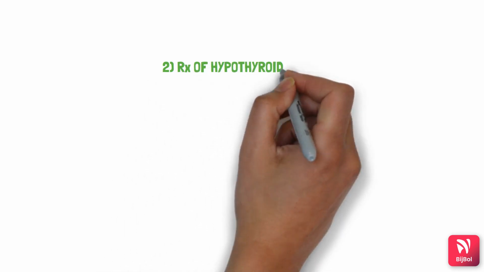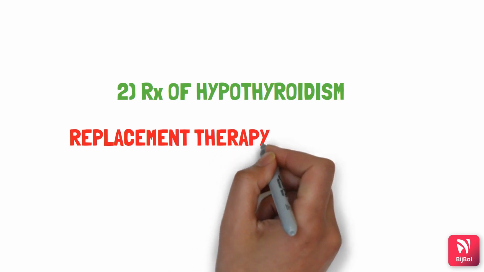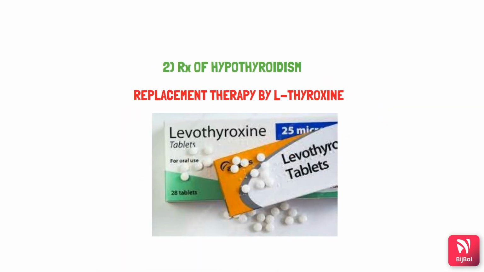Let's come on to the treatment of hypothyroidism. Replacement therapy by L-thyroxine, that is levothyroxine, is done. As the patient has a decreased amount of thyroxine hormone, we give levothyroxine as replacement therapy. This will help in replenishing the decreased thyroxine stores in the body.